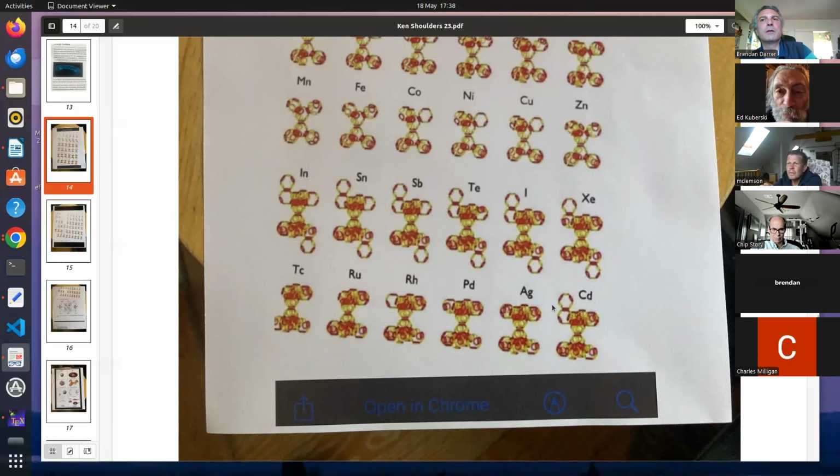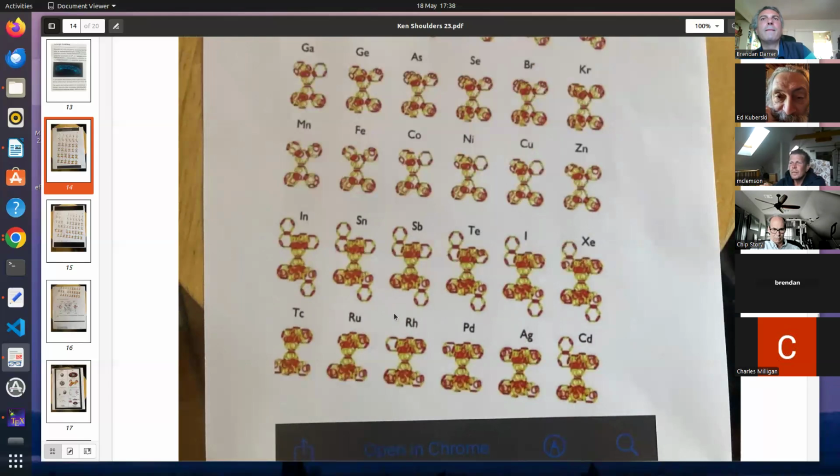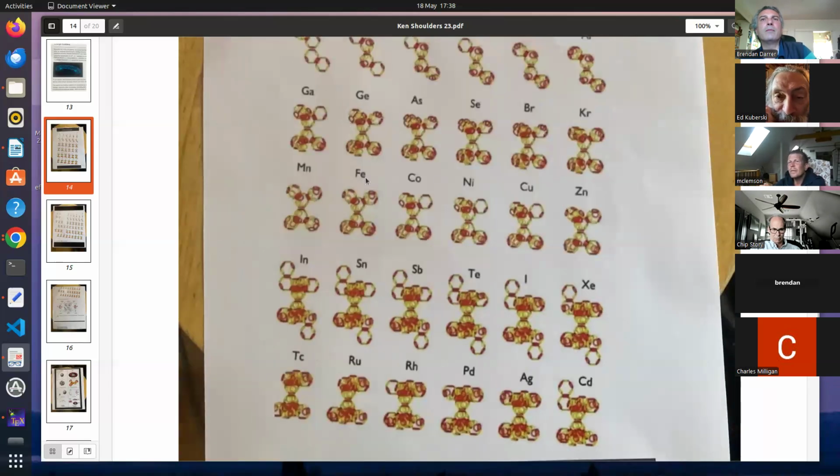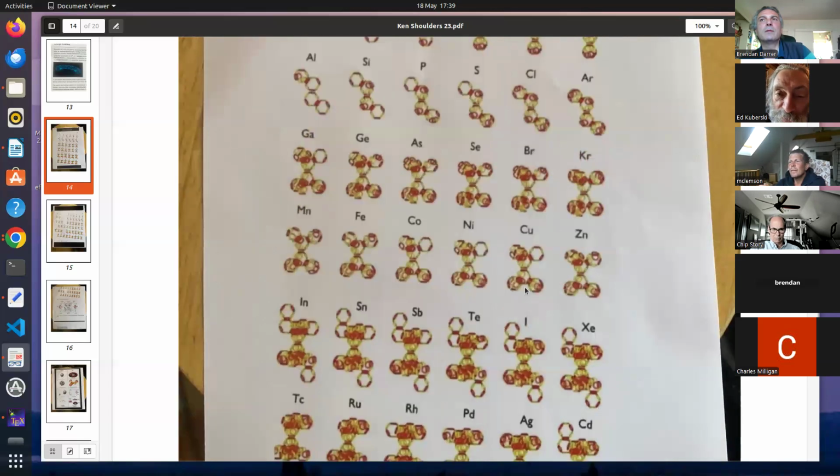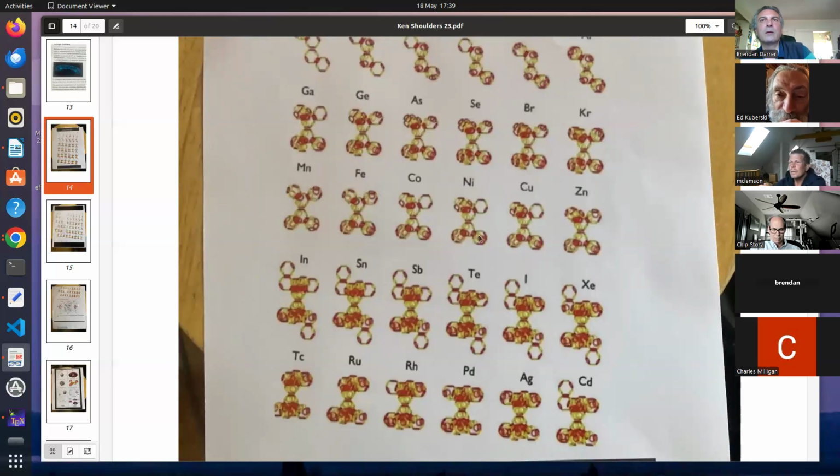AU is gold, AG is silver. There's silver. Nickel, pretty interesting work. I think that's rubidium. There's cobalt: iron, cobalt, nickel, copper, zinc. And see how all those structures are kind of the same? Those ones that you just went through: iron, cobalt, nickel, copper, zinc.